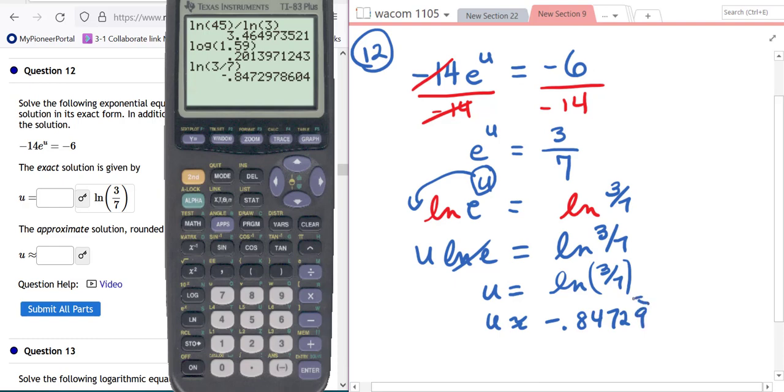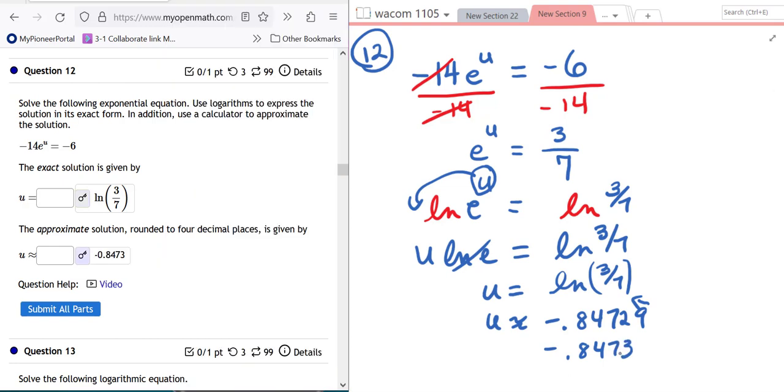The 9 is again going to push us up. Good.